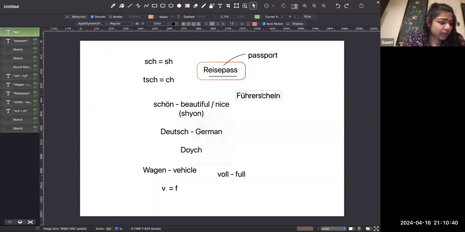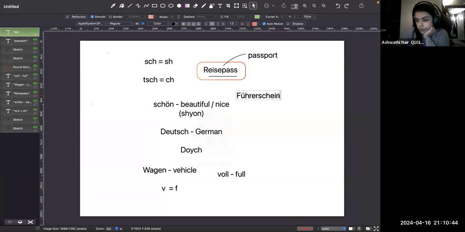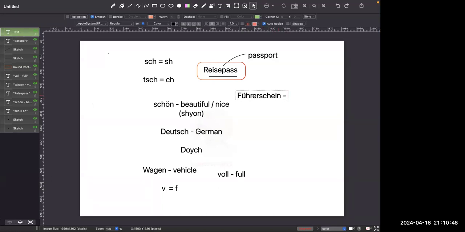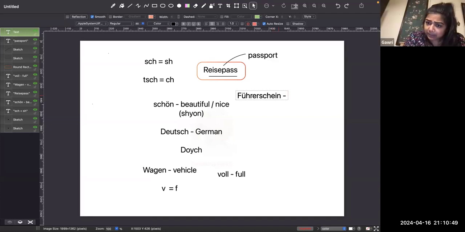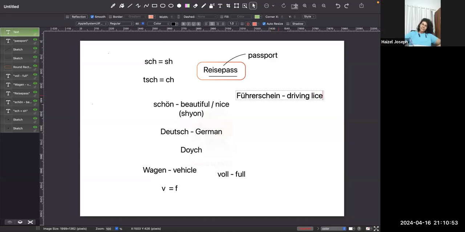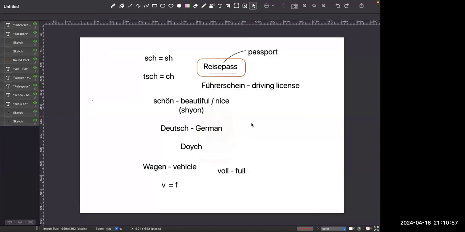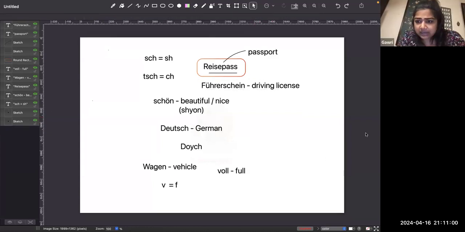Genau. So let's pronounce it together. Führerschein. Correct. Does anyone know what it means? Driving license. Driving license. Is it? Driving license. Führerschein.